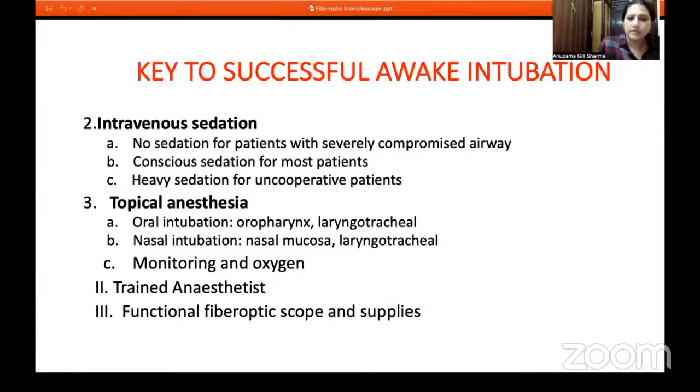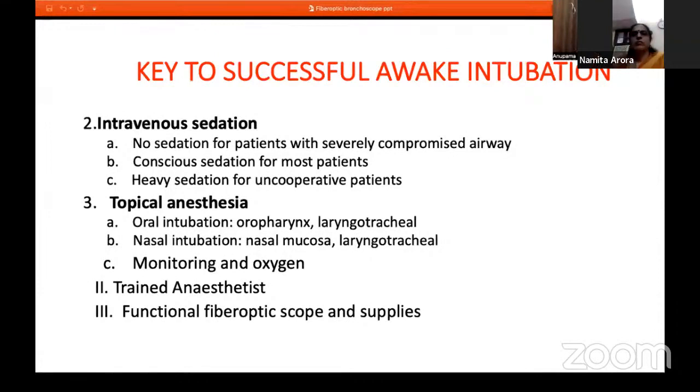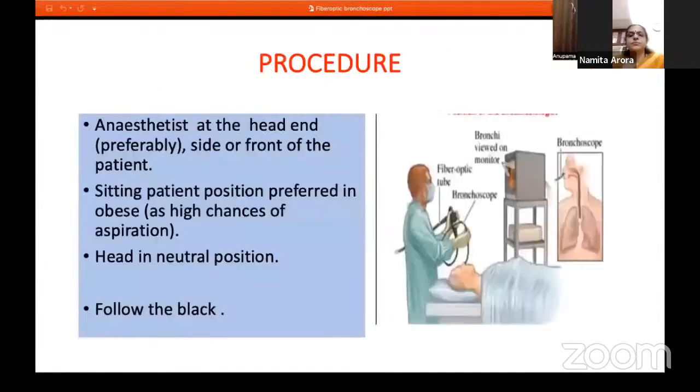So IV sedation: no sedation for patients who have a severely compromised airway, conscious sedation for most of the patients. Topical anesthesia for oral intubation and nasal intubation. Monitor the oxygenation. A trained anesthetist is very helpful in a difficult situation, along with a functional fiber optic scope and supplies.